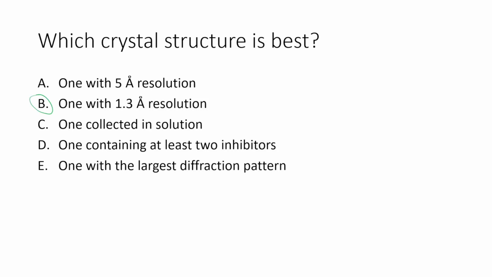It might be a little counterintuitive, but a smaller angstrom resolution is a higher resolution, because the number you're given tells you whether you can distinguish between things that are that far apart. The higher the resolution, the smaller that number, because if you can distinguish things that are 1.3 angstroms apart, that's a more detailed picture than if you can only distinguish things that are 5 angstroms apart.